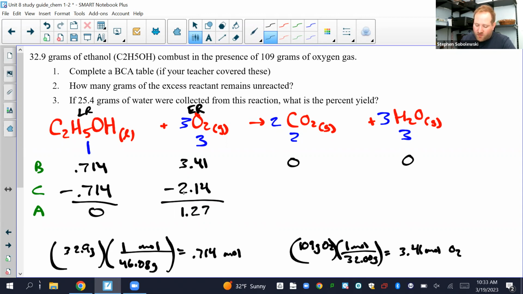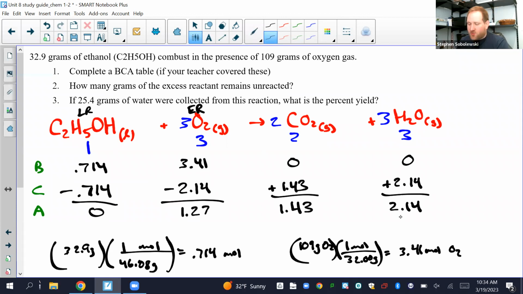Okay, how much CO2 is going to form? Well, which one do I base it off of? The 1 or the 3? I base it off the LR. So if it's a 1-to-2 ratio, if that many moles react, I'm going to form twice as many moles. So 0.714 times 2 is 1.43, and that's going to form on this side, giving me 1.43 moles. And for the water, I can just multiply that answer by 1.5, giving us 2.14 moles. 2.14. I could have also noticed that if that's how much reacts here, that's how much is going to form here.